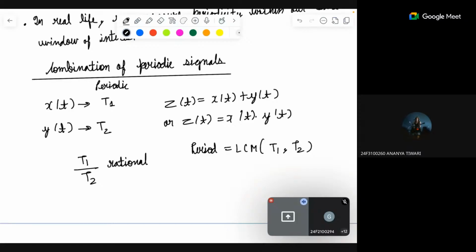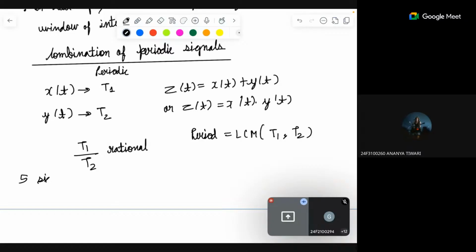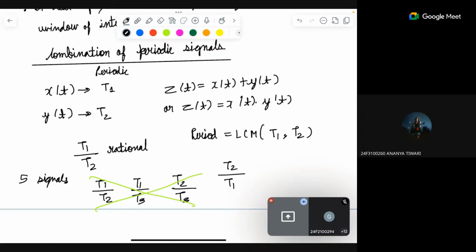So you do not have to, suppose there are 5 signals, calculate T1 by T2, then T1 by T3, then again T2 by T3. No, you do not have to do that. Suppose you just took T1, then you will do T2 by T1, T3 by T1, T4 by T1, T5 by T1. If all of them are rational, then the period will be the LCM of T1, T2, T3, T4, T5.